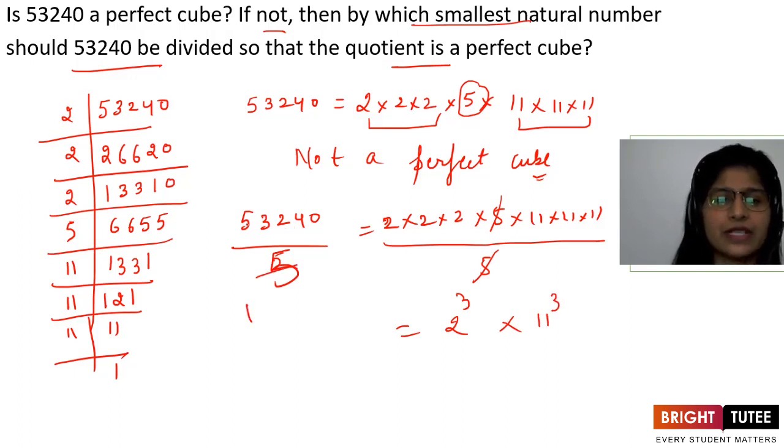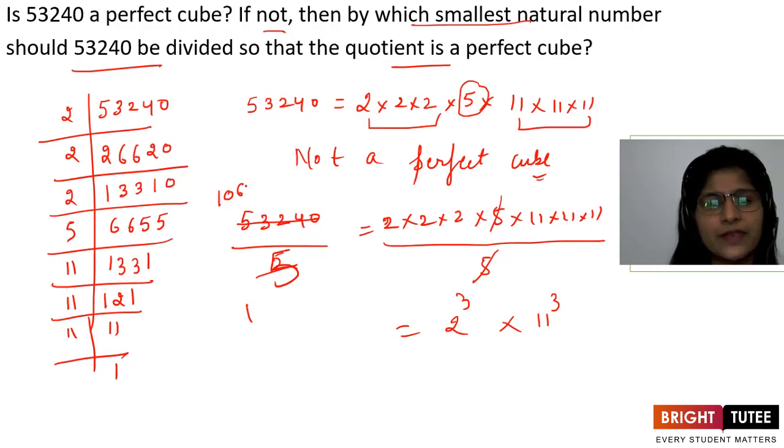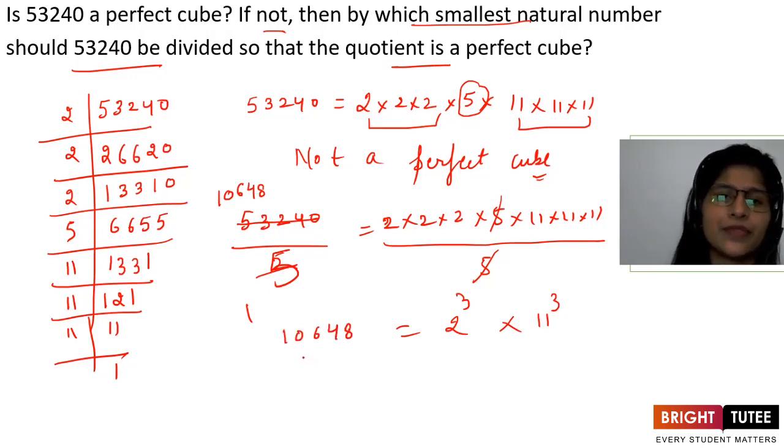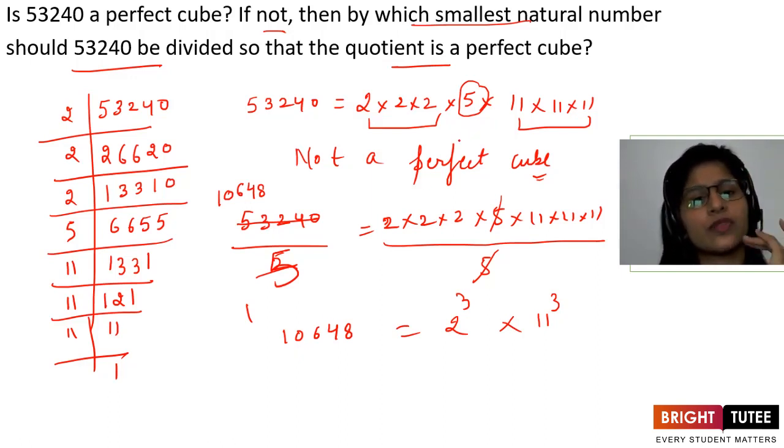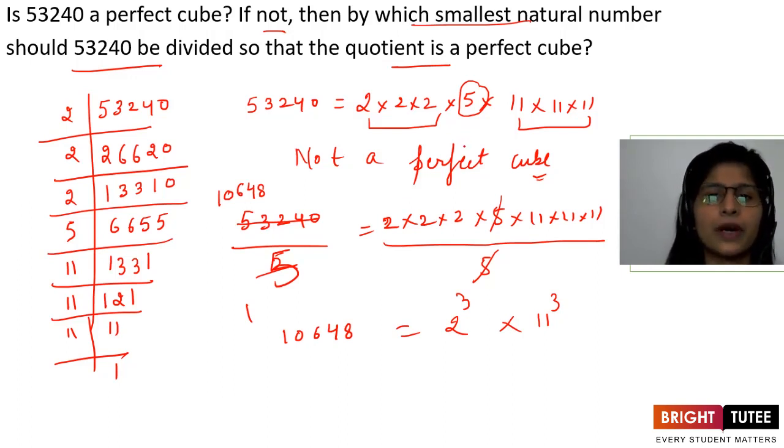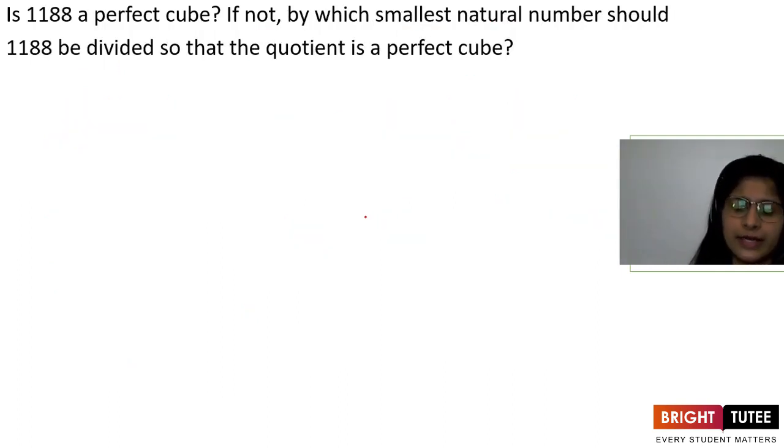Let's divide it with 5. 5 ones are 5. 5 ones are 5. Now 3 is not divisible, we'll place a 0. Then 32. 5 sixes are 30, 2 is left. 5 fours are 20. Then 4 is left. 5 eights are 40. We get 10648. Right? And this is a perfect cube. Correct? So which is the number that we should divide it with? 5 is the natural number that we should divide this number by to get a perfect cube. Clear? Now here is one more question. Okay, we are going to practice it.